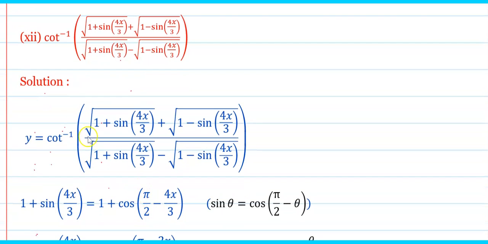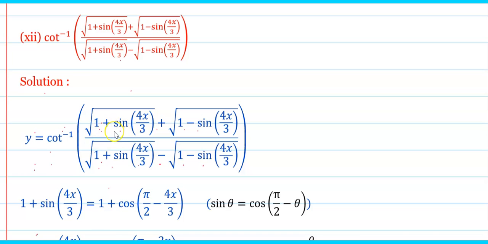Now the next one, y is equal to cot inverse of (root of 1 plus sin of 4x upon 3 plus root of 1 minus sin of 4x upon 3), this whole divided by (root of 1 plus sin of 4x upon 3 minus root of 1 minus sin of 4x upon 3).